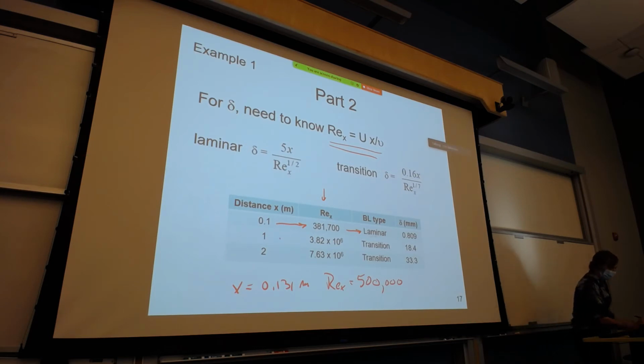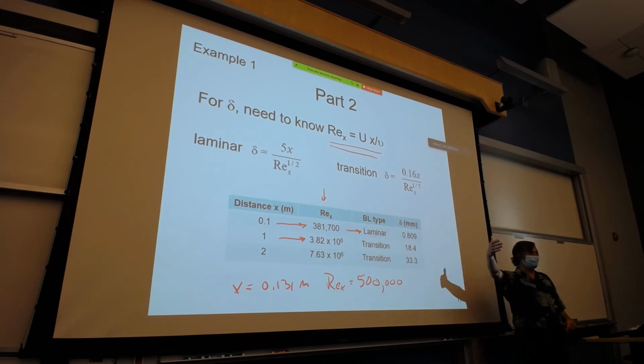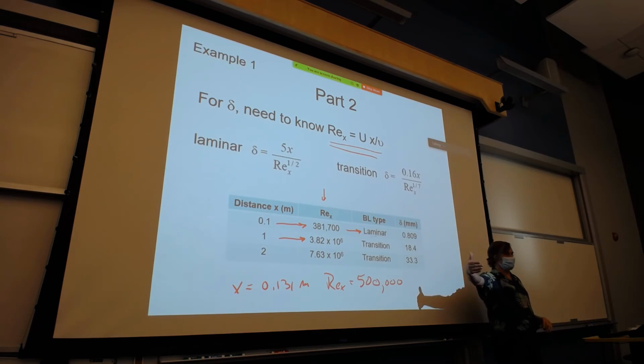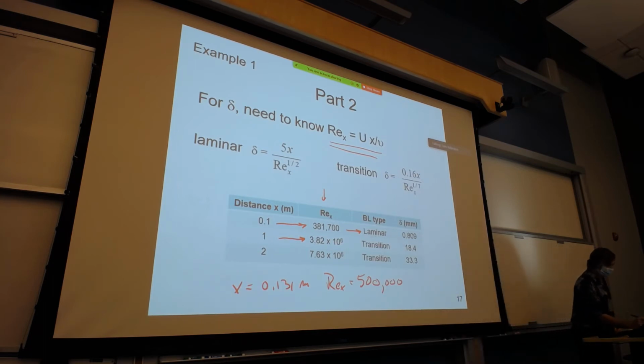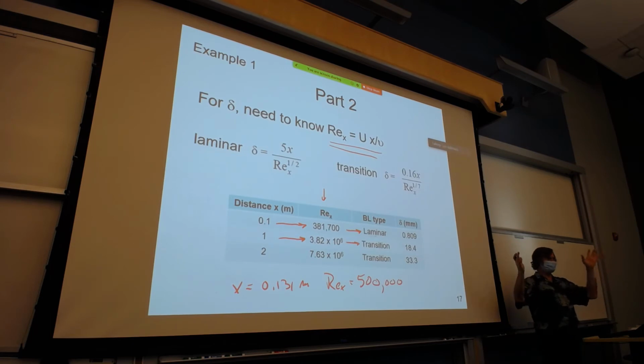And location 2, where we have x equal to 1 meter, we have a boundary Reynolds number of 3,820,000, 3.82 times 10 to the 6th. Question, is that greater than 500,000? Yes. So it's not laminar. Is it greater than 10 to the 7th? No. Since it's between 500,000 and 10 to the 7th, you have a transitional boundary layer at x equal to 1 meter. Does everybody understand that?